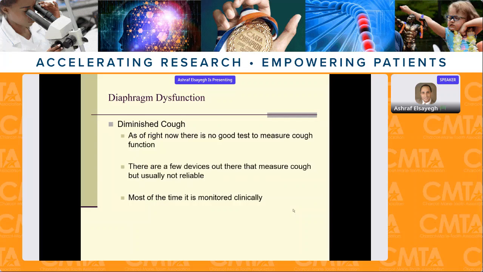But for patients that do have a weakened cough, right now there is no real good test to measure cough. I just ask them to cough in front of me, and I figure it out clinically if it looks like a weakened cough or not, or a strong enough cough to clear the secretions. But basically, this is what the lung anatomy looks like.